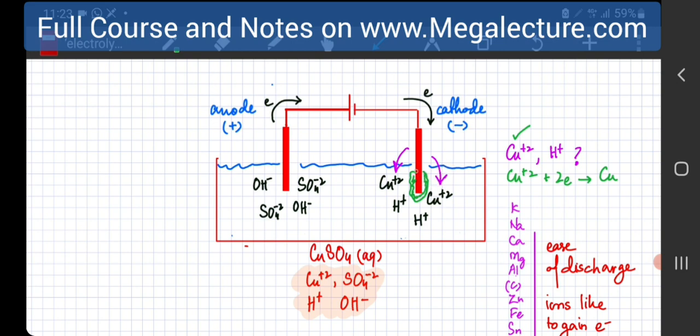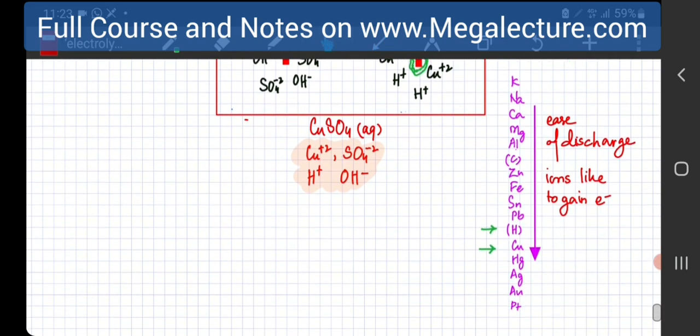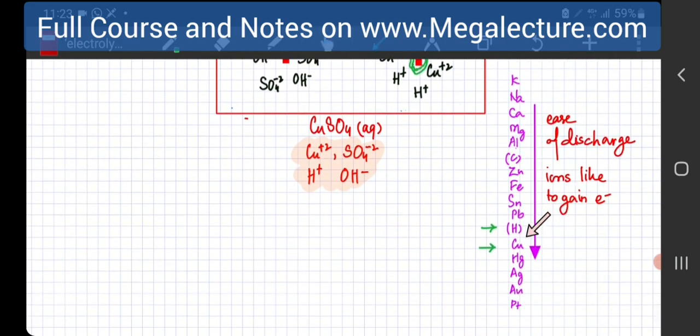So again, I'm just going to quickly recap. In an aqueous solution, you've got more than one ion at the cathode. Between those ions, you're going to try and figure out who's going to gain electrons. In our case, we had copper and H. So we look at the reactivity series, the ease of discharge. The one at the bottom of this is the one whose ion really likes to gain electrons. So it's going to be copper in our case.